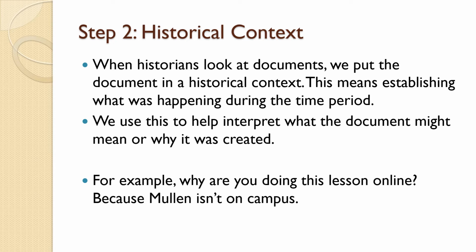So I've looked at the author, I've looked at the date, and I've looked at the title of the document, and now I've read the document. What is this document trying to do or achieve? This is the interpretation that historians use when we see a document. It's actually pretty simple to do here.